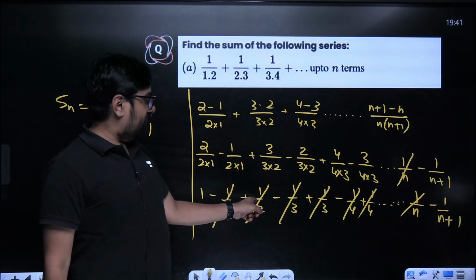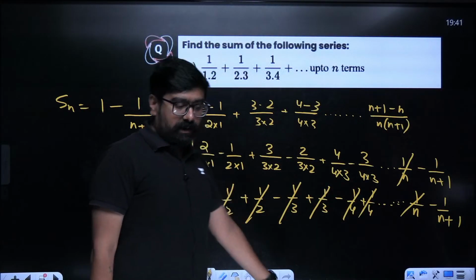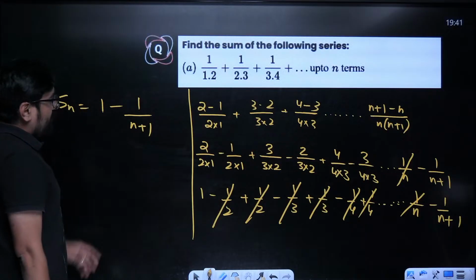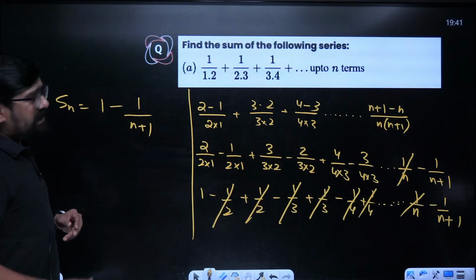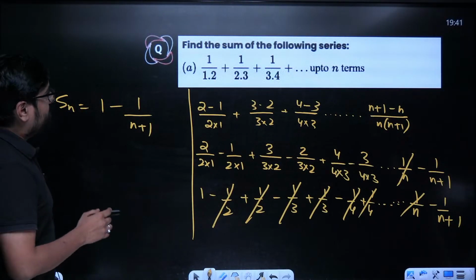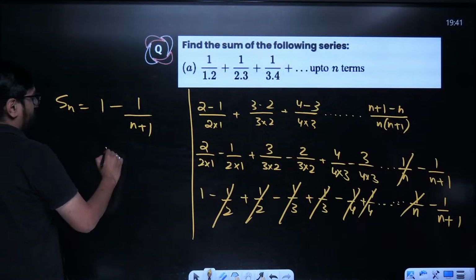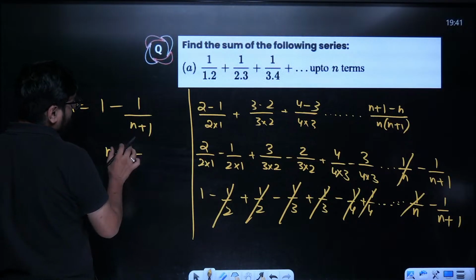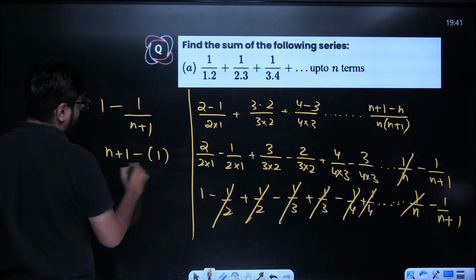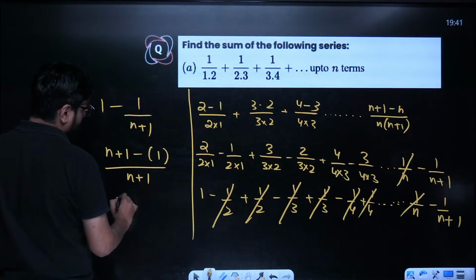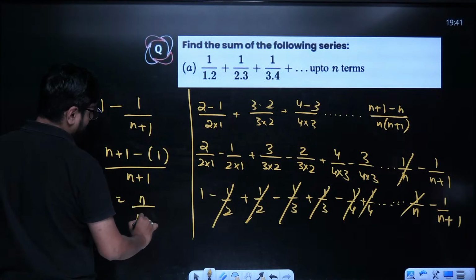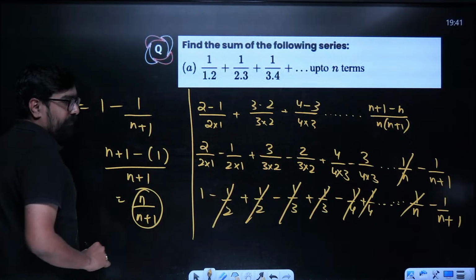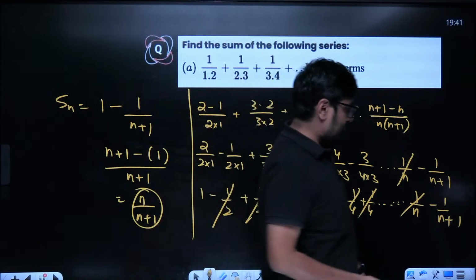Second term with third term with fourth term, last term will remain, nothing is there to cancel it. So 1 minus 1 by n plus 1. This is our sum of n terms. What are they asking? So we'll solve this: n plus 1 minus 1 divided by n plus 1. So this is nothing but n upon n plus 1. This is the sum of n terms.